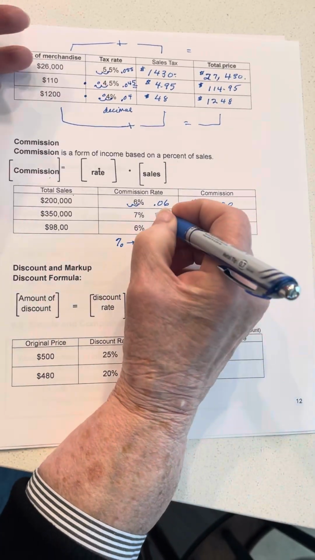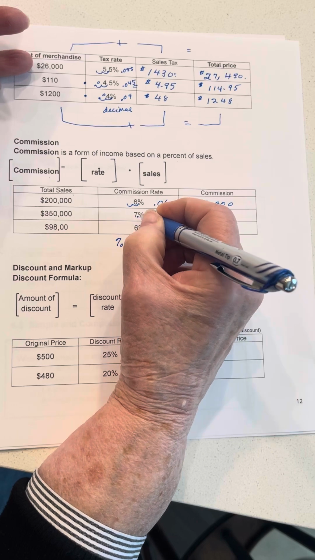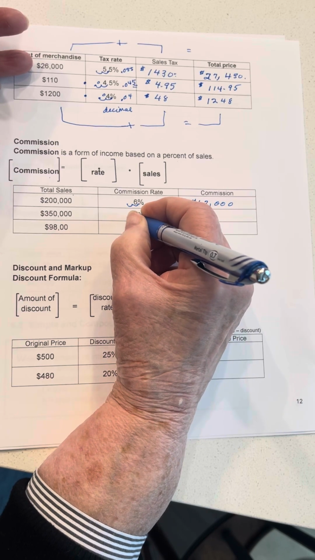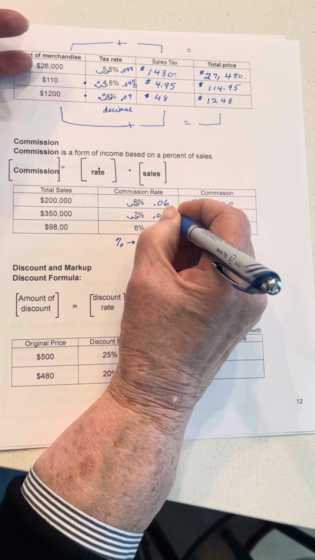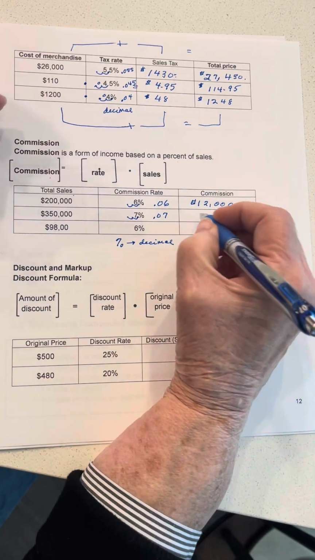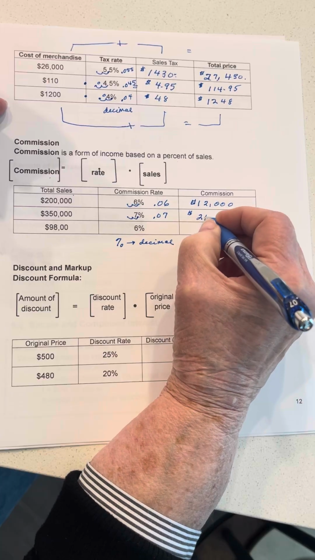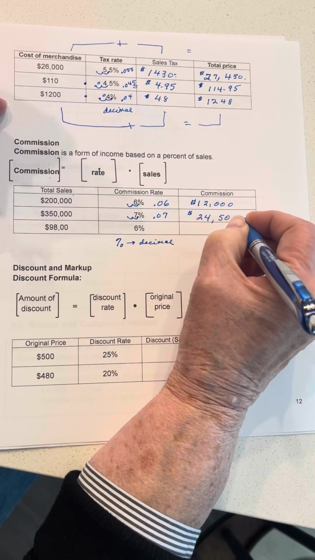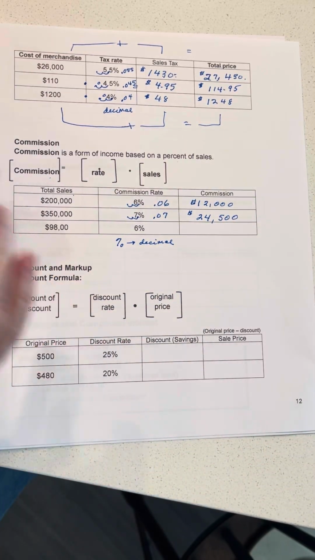$350,000 might be in the same situation. We're going to be paid 7% commission. We'll move it 2 places to the left. So we'll multiply 350,000 times 7 hundredths. And we get for our commission $24,500.